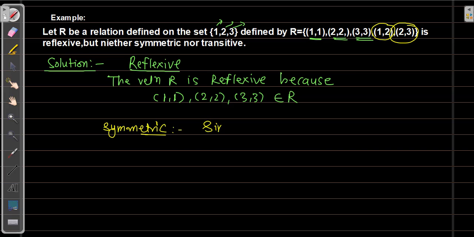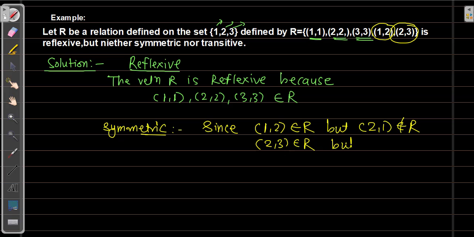Since we are writing here, since this ordered pair (1, 2) belongs to R, but this ordered pair (2, 1) does not belong to R. Similarly, we can also say that this ordered pair (2, 3) belongs to R, but the ordered pair (3, 2) does not belong to R. Therefore, our relation R is not symmetric.